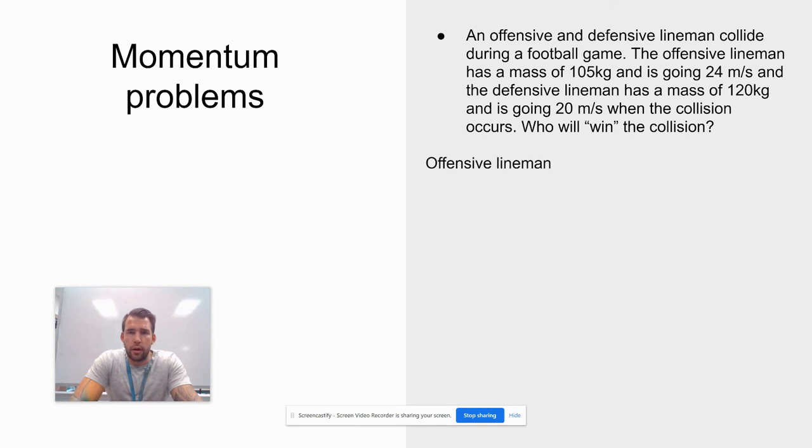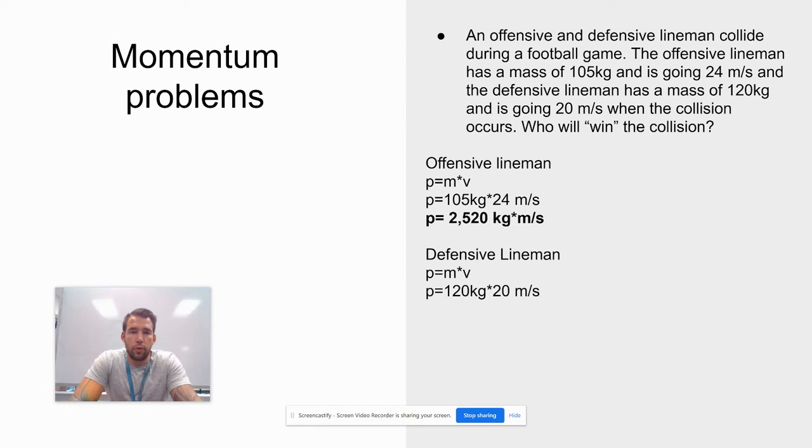Well, let's calculate our offensive lineman first. Using our equation, momentum equals mass times velocity, we do 105 times 24, and we end up with 2,520 kilogram meters per second. Let's take a look at our defensive lineman. Same equation, P equals m times v. 120 kilograms times 20 meters per second is going to give us 2,400 kilogram meters per second. So we're going to see that even though the offensive lineman doesn't have as much mass, because he's going 24 meters per second, he ends up winning this collision. He's going to knock over the defensive lineman.